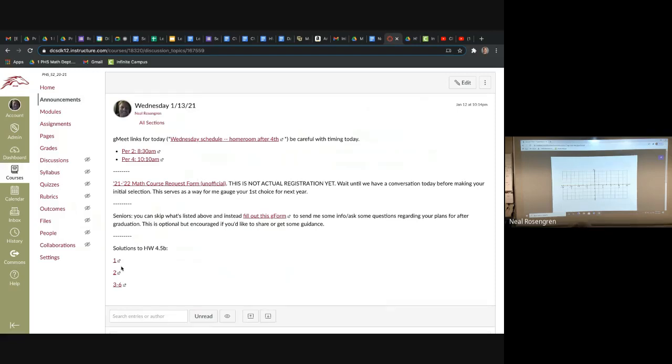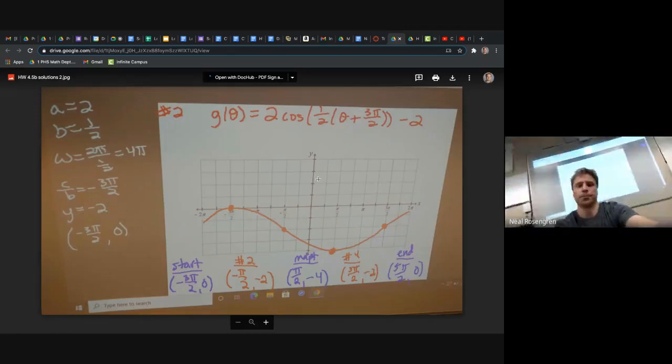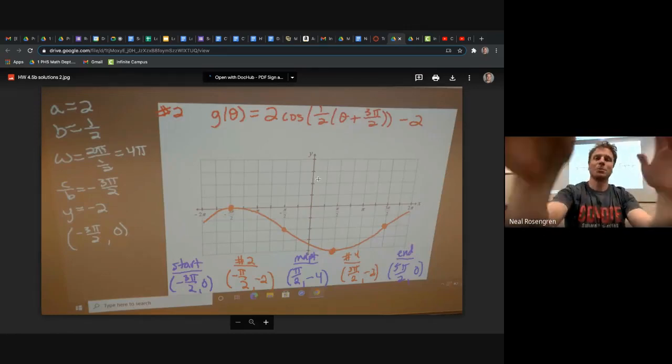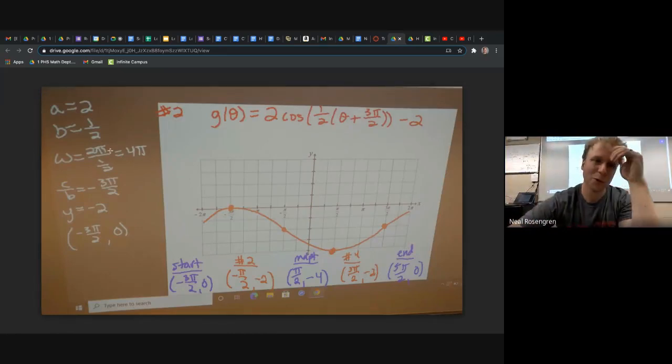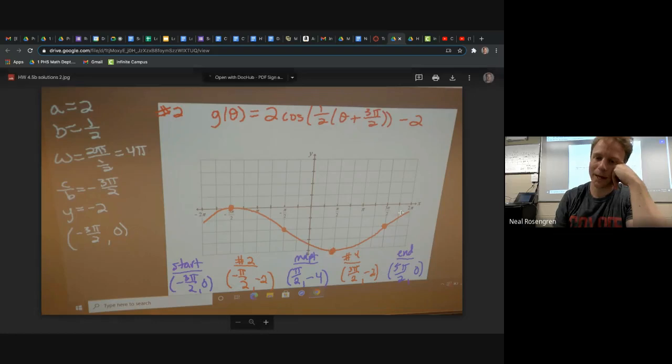cycles there. But with number 2, I'm not quite so lucky because my frequency is 1/2. Bring down this camera so you can at least see me talking. Because my frequency is 1/2, that means my period's 4 pi, right? 2 pi divided by 1/2 ends up being 4 pi. And that's the only space I've got, right? From negative 2 pi to 2 pi, I've only got a space of 4 pi.